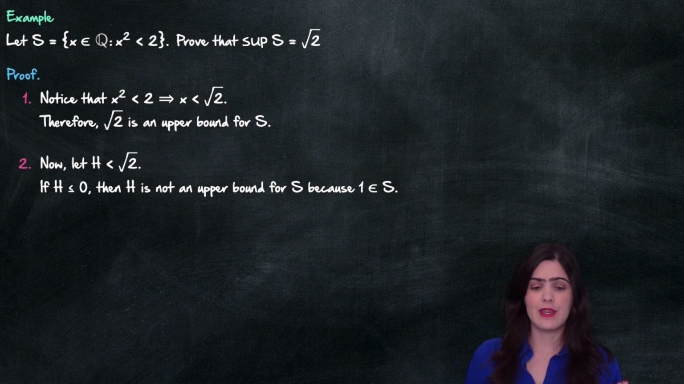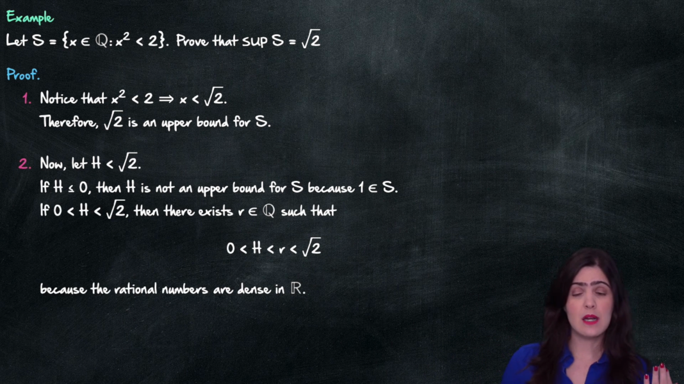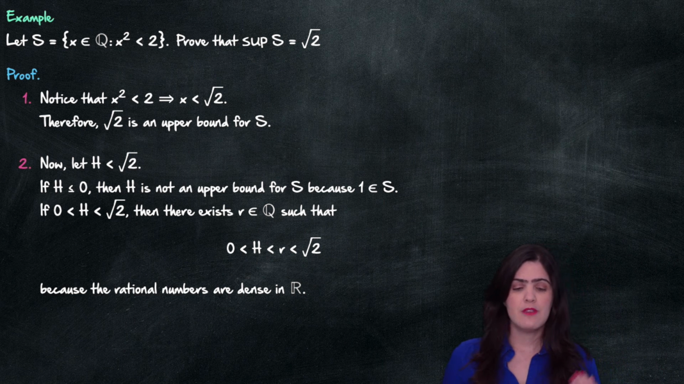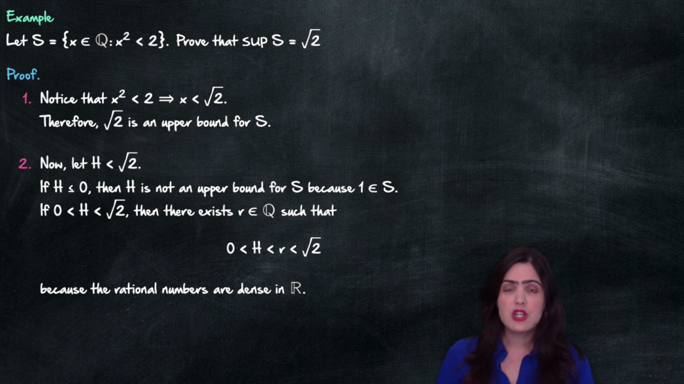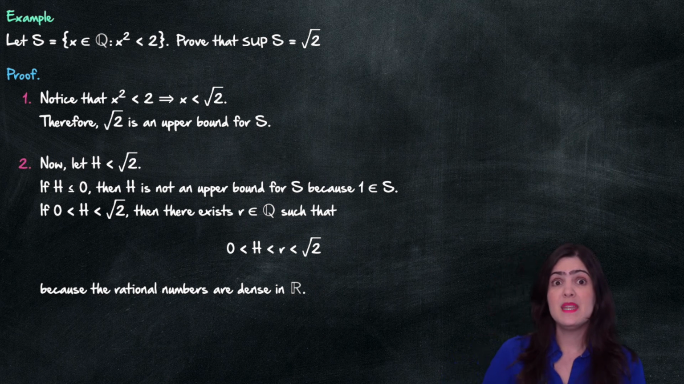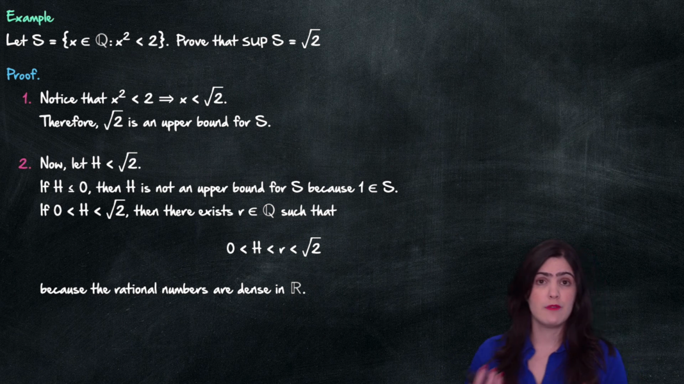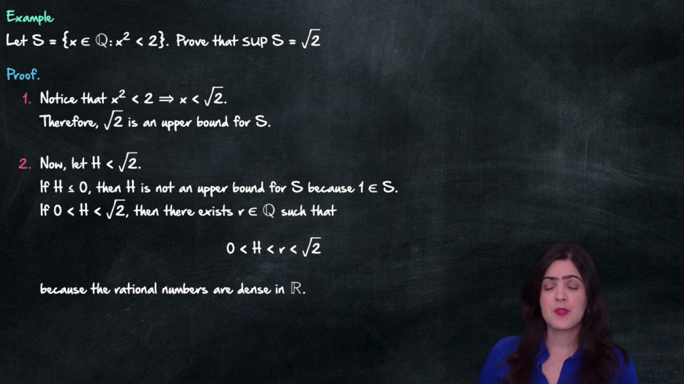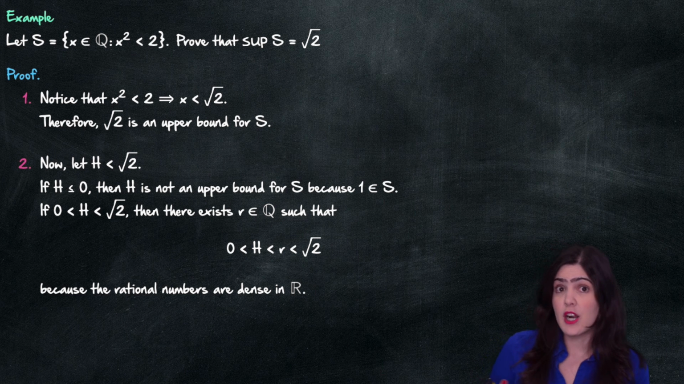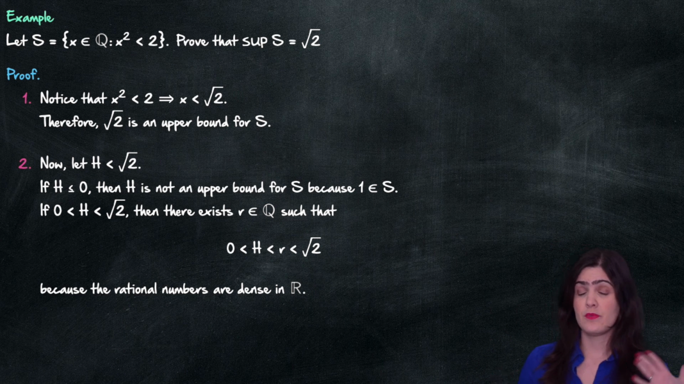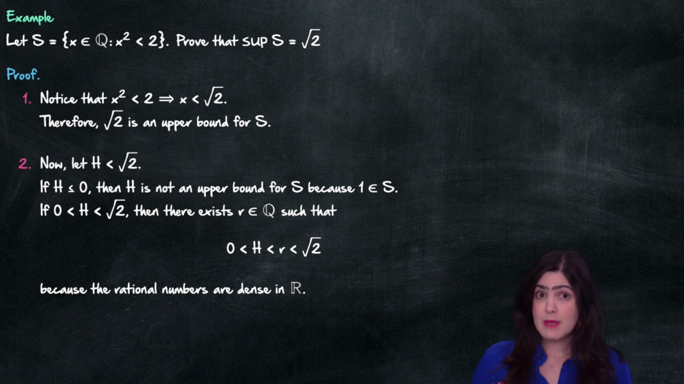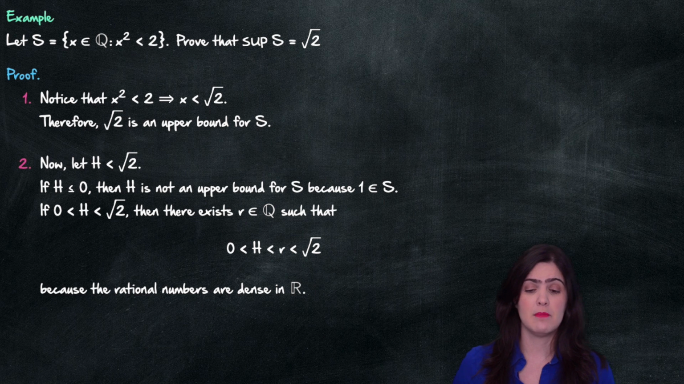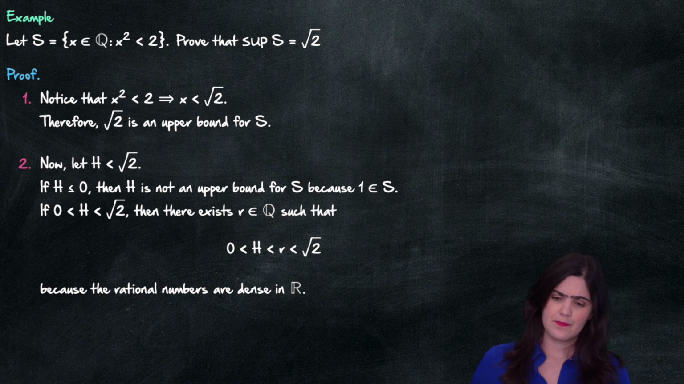What happens now if h is between 0 and the square root of 2? If h is between 0 and the square root of 2, we know that we can find a rational number that is between h and the square root of 2. So let's call this rational number r. So we have that there exists r in the rational numbers such that r is between h and the square root of 2. And this is because we just said that the rational numbers are dense in the set of the real numbers.